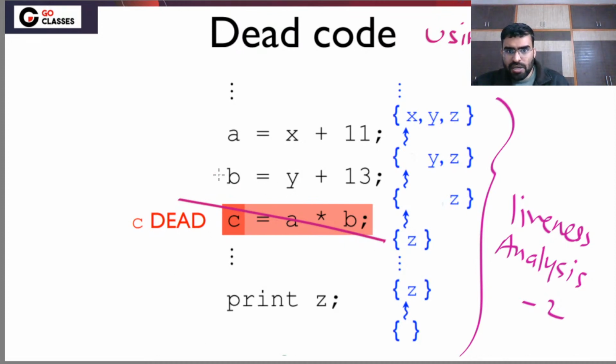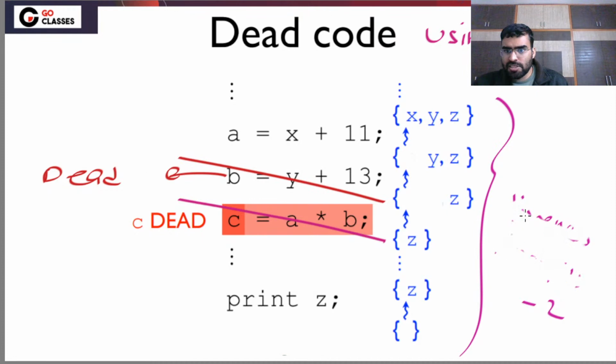so this is your liveness analysis. Now you can remove this. Now this is dead. So now you can remove this, and this is your dead code elimination 2. Correct? This is your dead code elimination 2. Can I stop here?